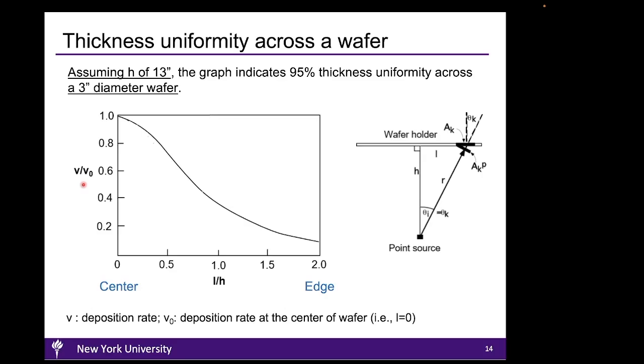An important observation from this analysis is that the deposition rate decreases as the distance from the center of the wafer increases. This variation in the deposition rate leads to an uneven film thickness across the wafer, which is an undesirable effect. Therefore, it is important to determine the length scale at which the thickness across a wafer is uniform. Using this plot and assuming h equal to 13 inches, 95% thickness uniformity can be achieved across a 3-inch diameter wafer.